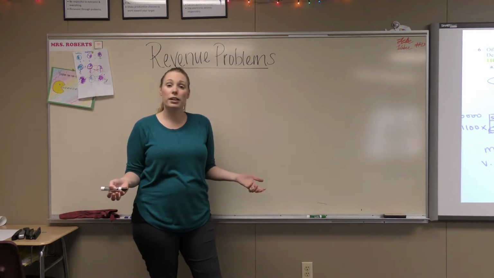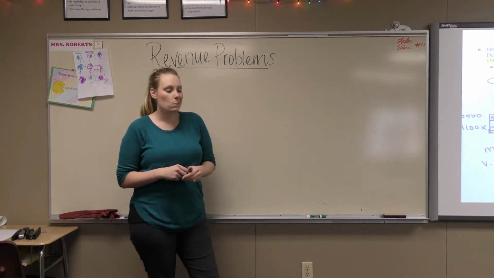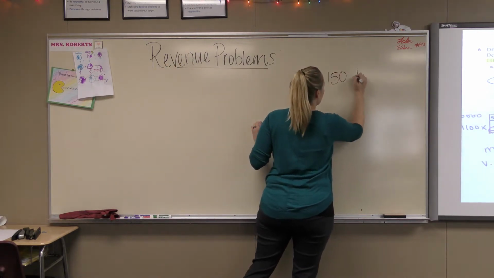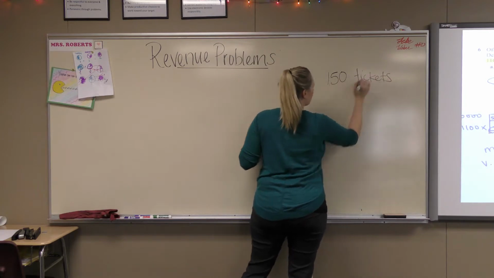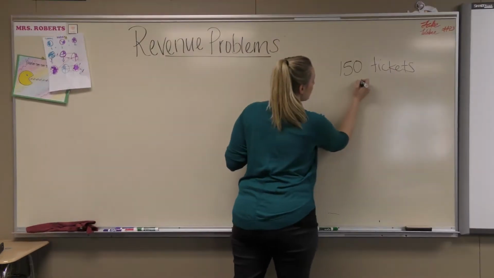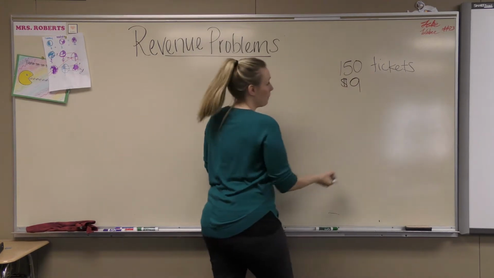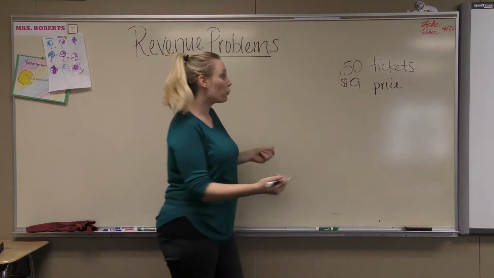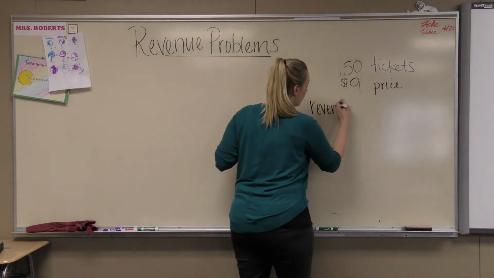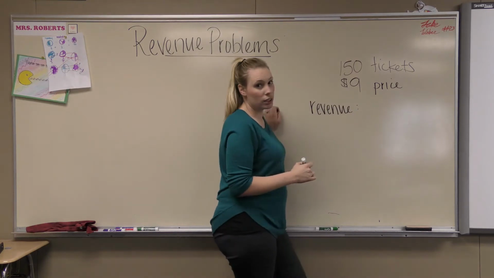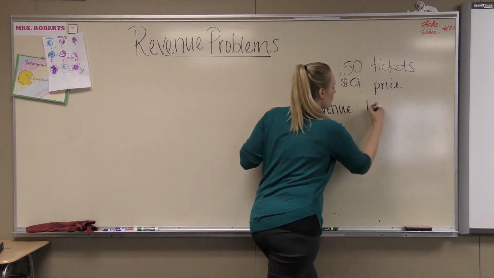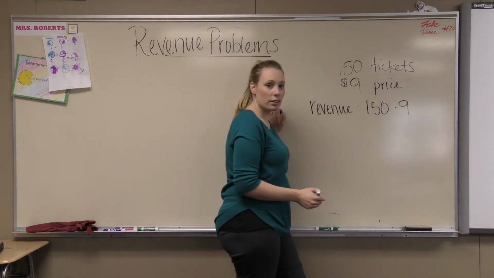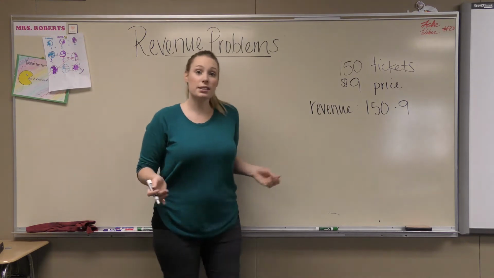How do you find the total amount of money that they brought in? So they sold 150 tickets, and the tickets cost $9. Well, to find the total revenue, how much money they make, this is not profit, this is just the money that they bring in, you do 150 tickets times $9. That's it. That's pretty easy, right?